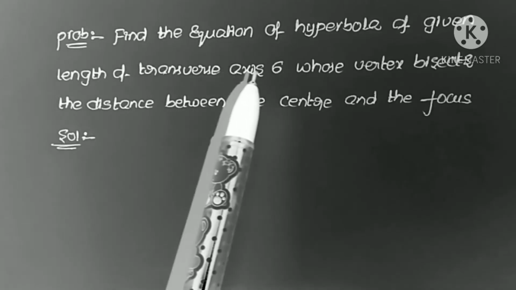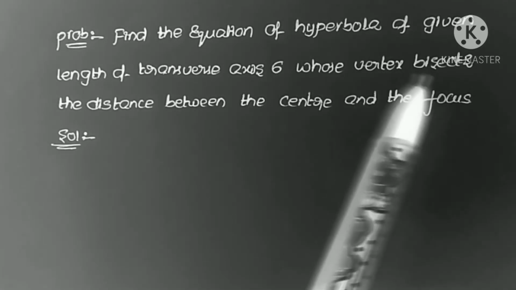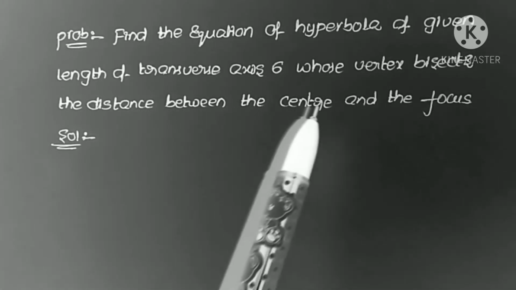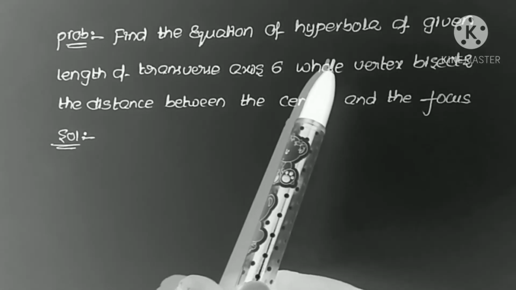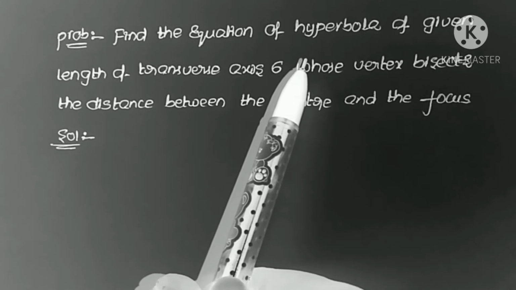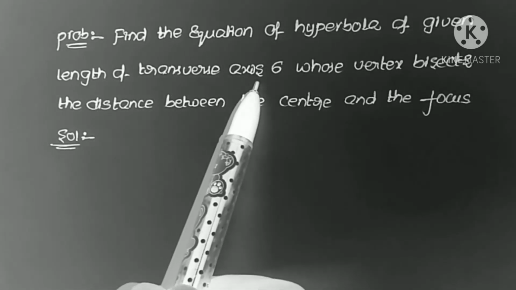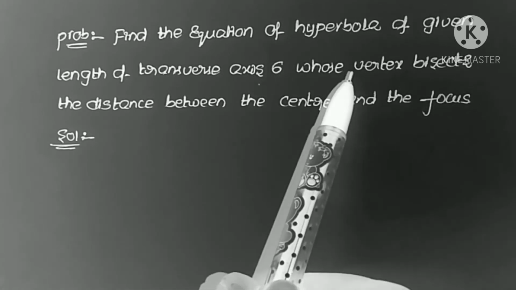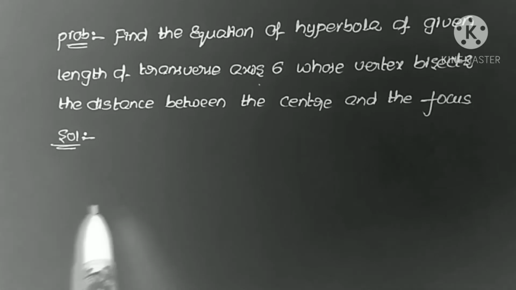Problem: find the equation of the hyperbola of given length of transverse axis 6 whose vertex bisects the distance between the center and the focus. We want to find the equation of the hyperbola. What is given? Given that the length of the transverse axis is equal to 6, and also given that the vertex bisects the distance between the center and the focus.